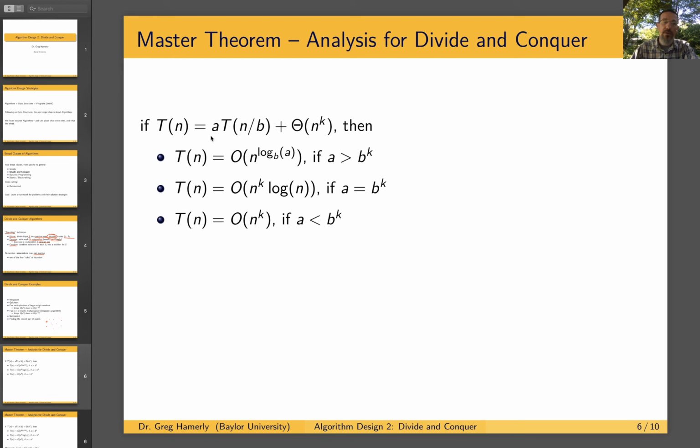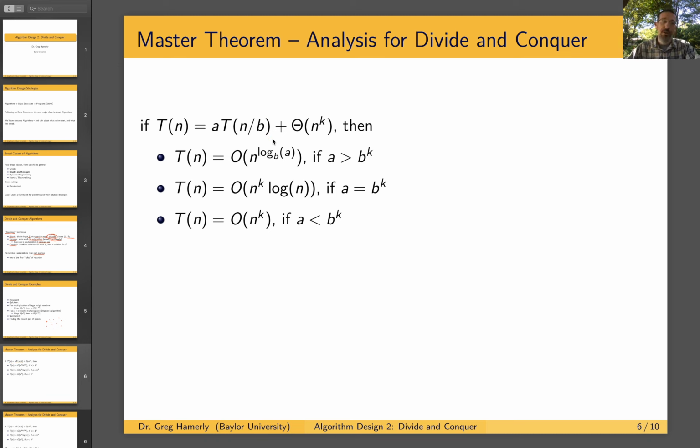runtimes, T of n's, that look something like this. T of n equals some function of itself plus some other time, okay? This is a recursive definition of T of n because T of n is not just n squared or n cubed, but T of n is a function of T of n. It's a recursive definition of T of n. And this arises because if we have a recursive routine, it's calling itself.